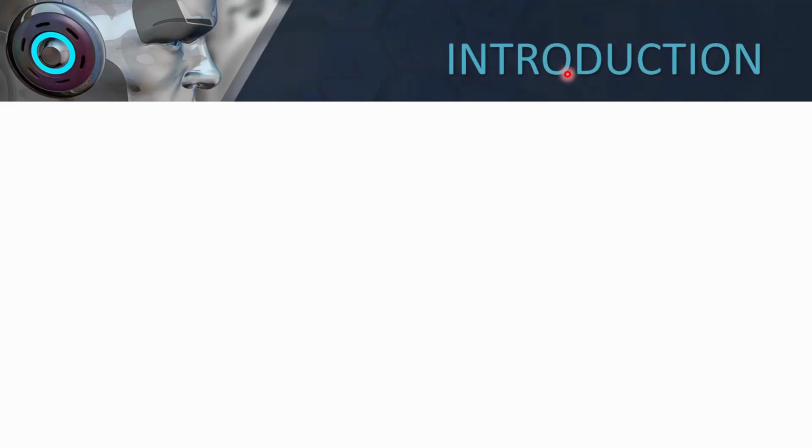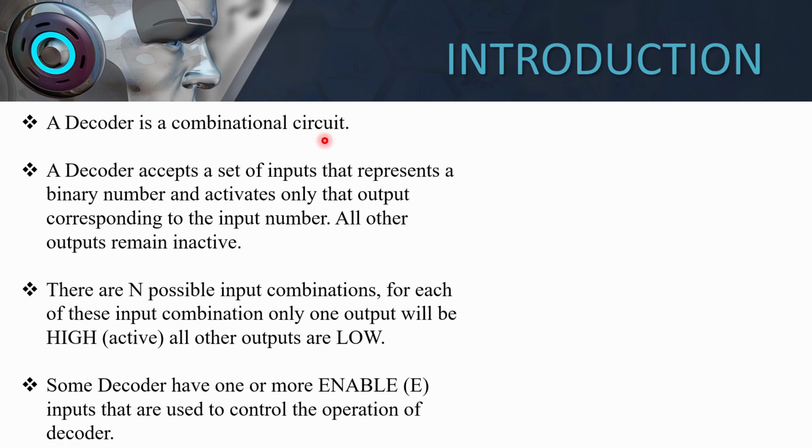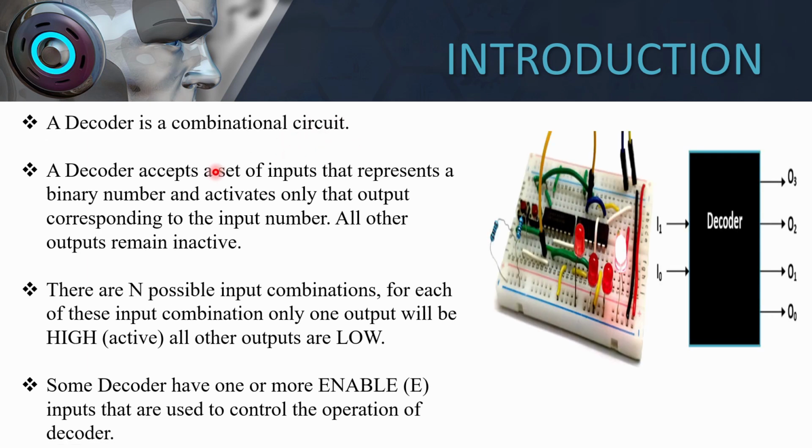What is a decoder? A decoder is a combinational circuit that accepts a set of inputs representing a binary number and activates only the output corresponding to that input number. That is, for the possible input combinations, only one output will be high and all other outputs are low. We can even give enable inputs to control the operation of the decoder.